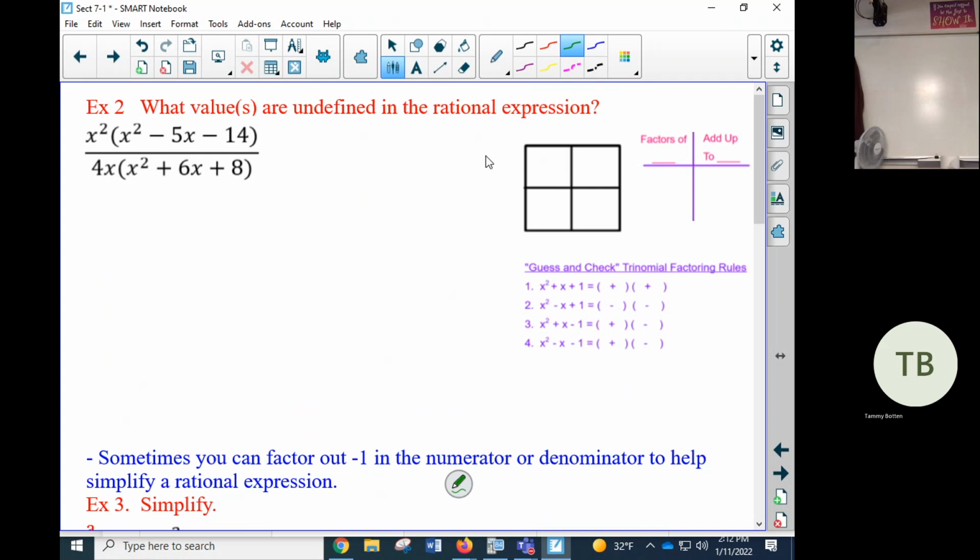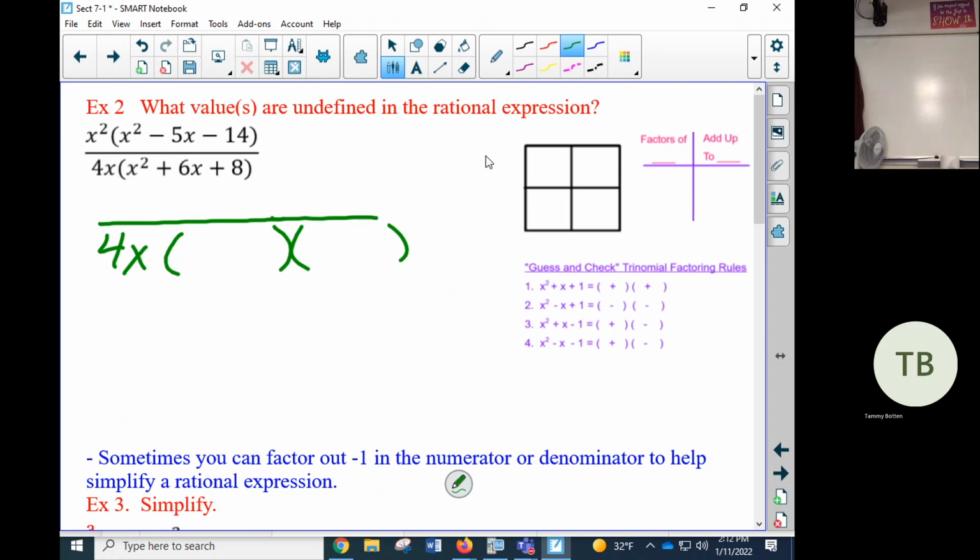On the previous problem, it asked us to simplify, so we would factor the top and the bottom and try to simplify. This one is only asking us, for what values is this bottom going to be undefined? So we're only going to worry about the bottom, and I'm going to try to factor this right here.